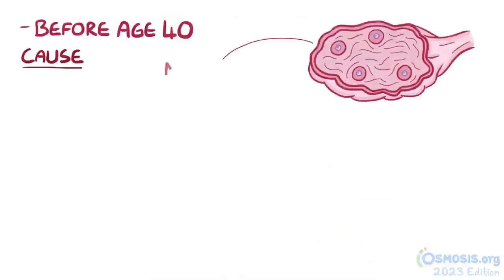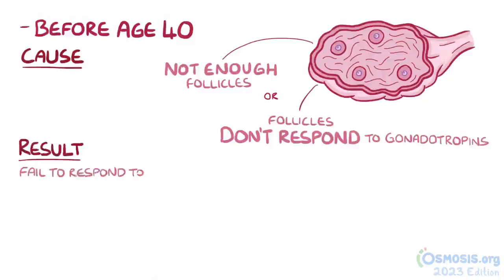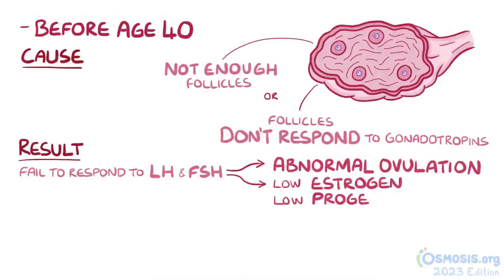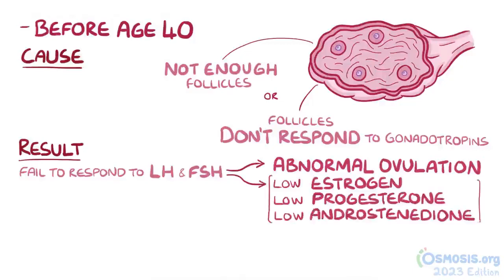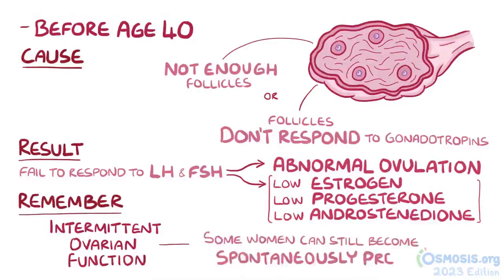Alright, so as a quick recap, premature ovarian failure occurs before age 40 and is caused by not having enough follicles in the ovaries, or having follicles that don't respond to gonadotropins. The result is that the ovaries fail to respond to pituitary LH and FSH, which means that they don't ovulate or release egg cells normally, and they produce less estrogen, progesterone, and androstenedione. This can lead to symptoms that mimic menopause, but some women with intermittent ovarian function are still able to get spontaneously pregnant.